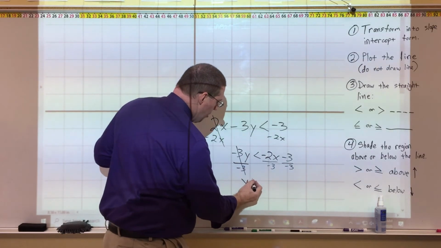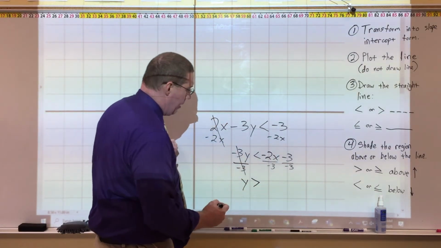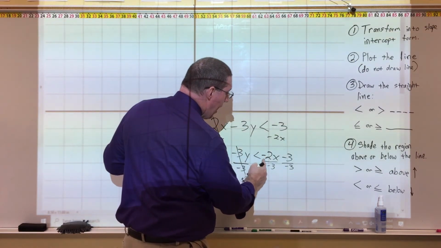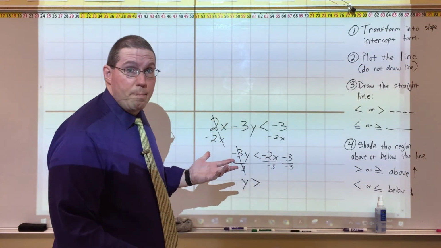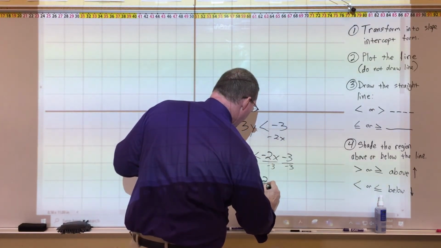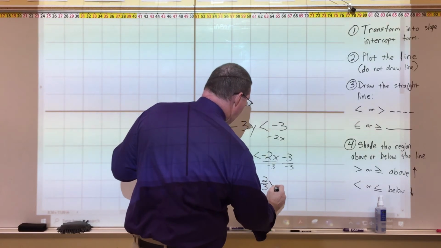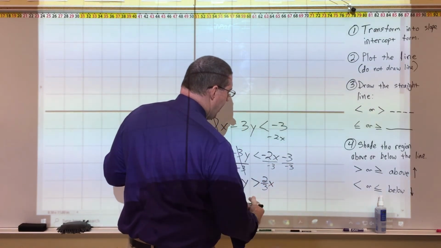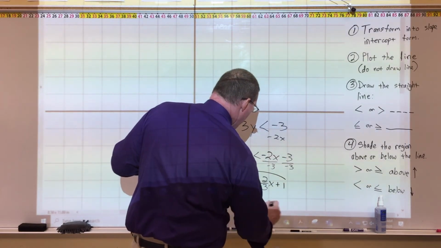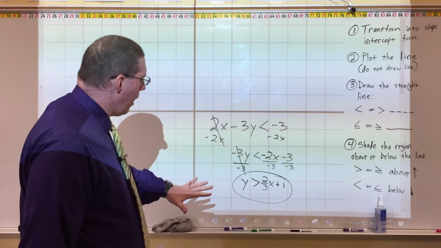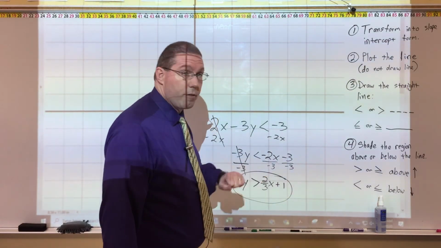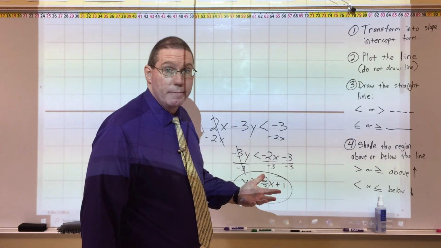So this less than symbol now has to become greater than, and now -2 divided by -3, well, a negative divided by a negative, that's a positive, right? So this is 2/3, and then we have the x, and then -3 divided by -3, that's +1, so that's +1. And so our linear inequality is y is greater than 2/3 x plus 1. Now we can graph it.